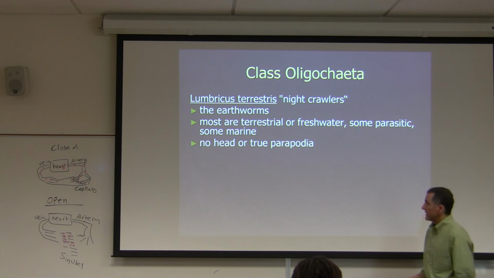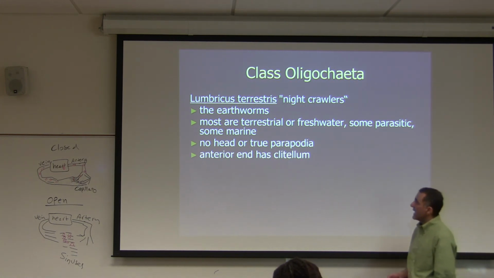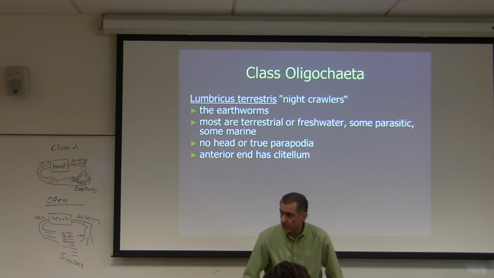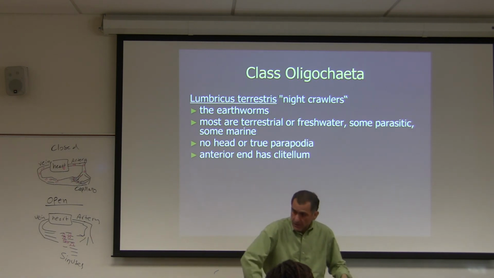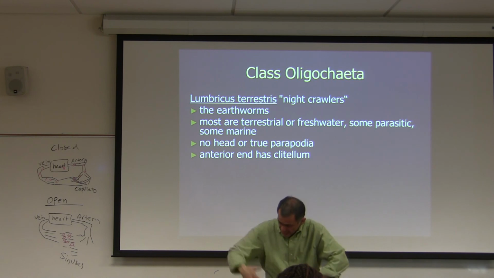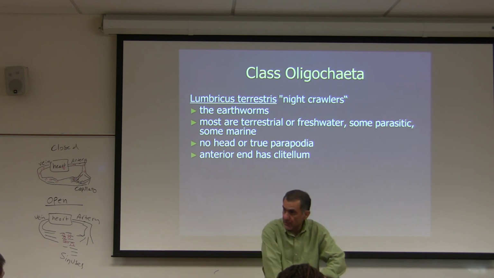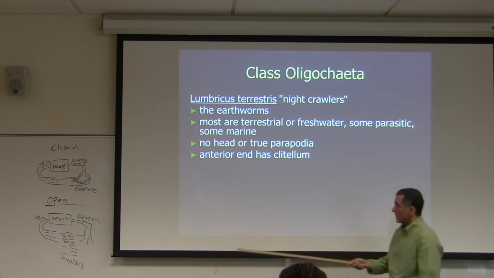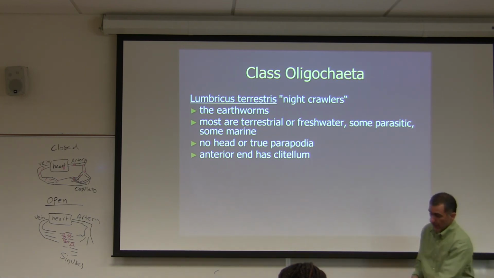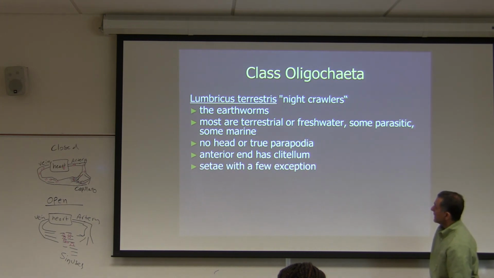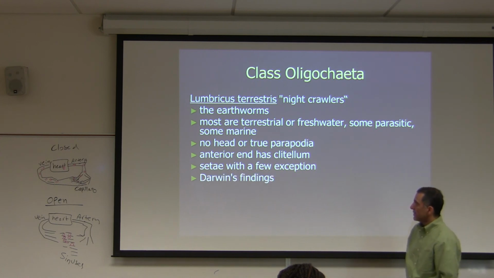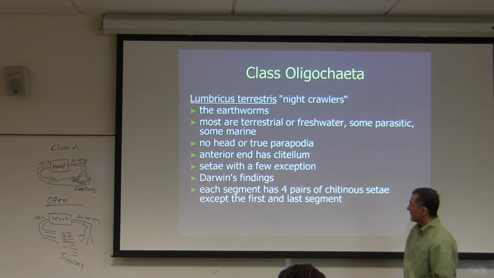Okay, the anterior end has the clitellum, as we mentioned that. Remember that, Jose? We talked about this. Oh, sure. Yeah. The anterior end has the clitellum. The posterior end is the longer. When you open it up, you see it, or you look at the dissected ones. Okay. Setae, they have setae with a few exceptions. Most species have setae. Darwin's findings, did I mention anything? No, I did not mention anything.